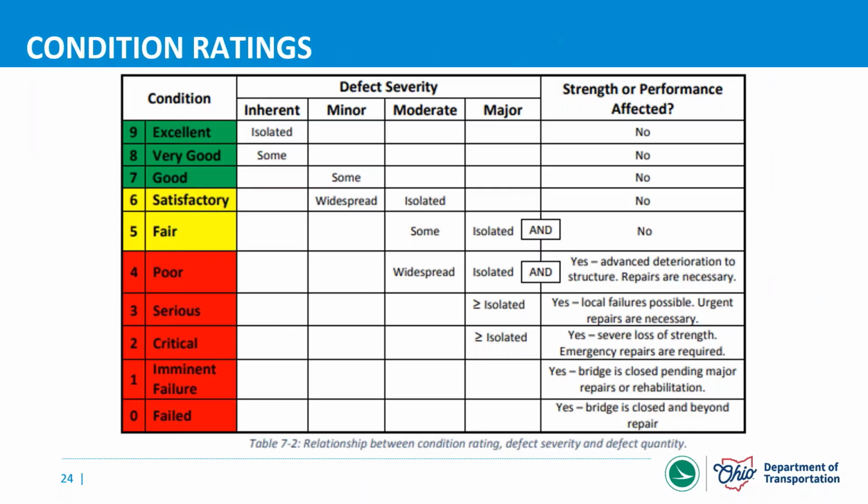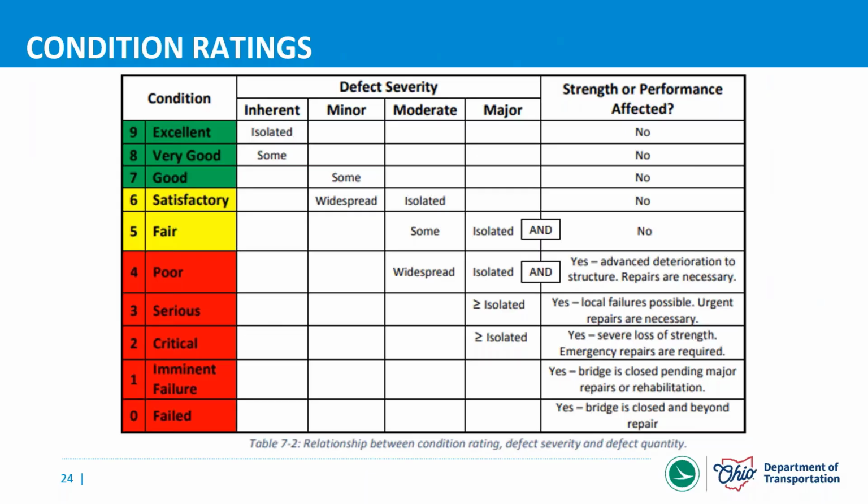We're going to see a lot of movement from 7s to 6s, 6s to 5s, 5s to 4s. That middle range is where we're going to start seeing lowering of ratings, and that's not because the bridge just got worse overnight. It's because we're recalibrating to a new rating scale.